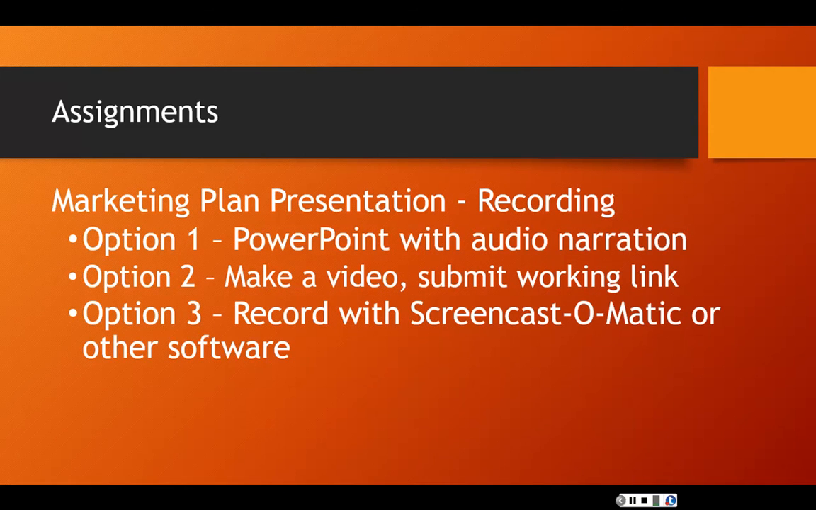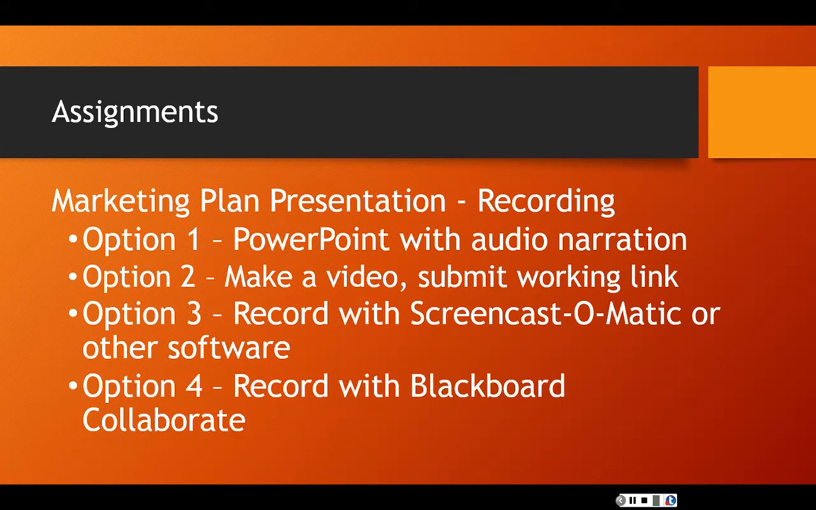Option 3, Davenport likes a software called Screencast-O-Matic, and that's a good one. There are a bunch of free software options on the internet that will record what's on your screen and record you talking. There are so many different ways to do it. Davenport suggests that one, but there are others as well. If you have not ever used one before, you can do a little bit of research, ask friends, that sort of thing. So those are the basic 3 options.